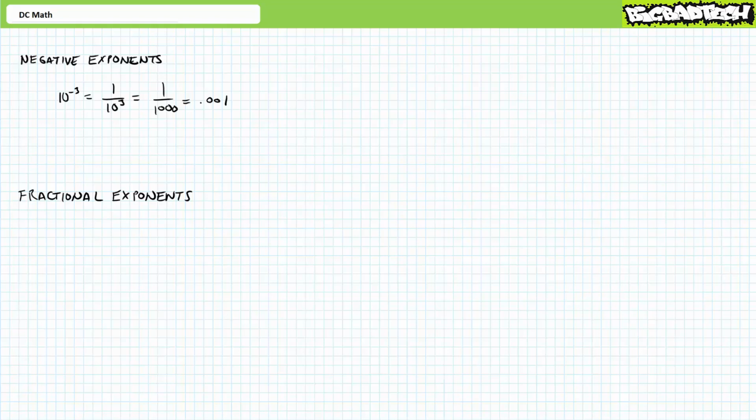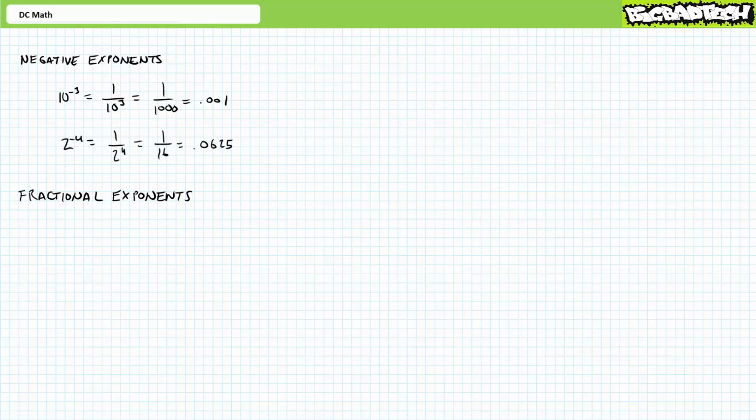A negative exponent is when a base is raised to a negative power, as in 10 to the negative third. The negative sign means the base 10 is on the bottom side of the fraction, the denominator, in this case 1 over 10. Then the base is raised to this power, in this case 3. 10 to the third is 10 times 10 times 10, or 1,000, so the expression 10 to the negative third is 1 over 10 to the third, or 1 over 1,000, or in decimal form 0.001.